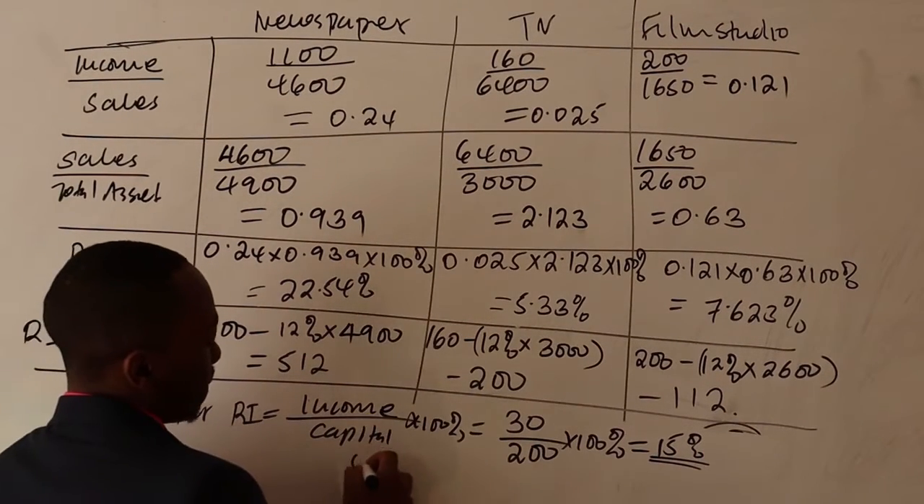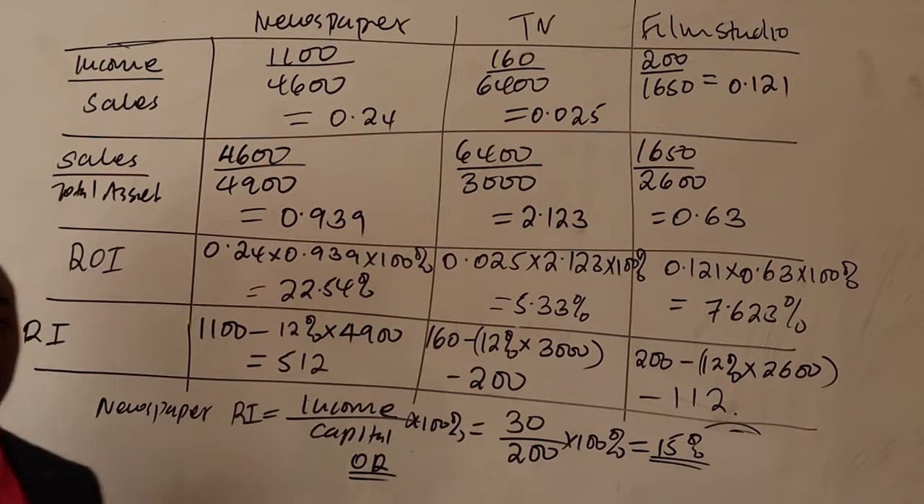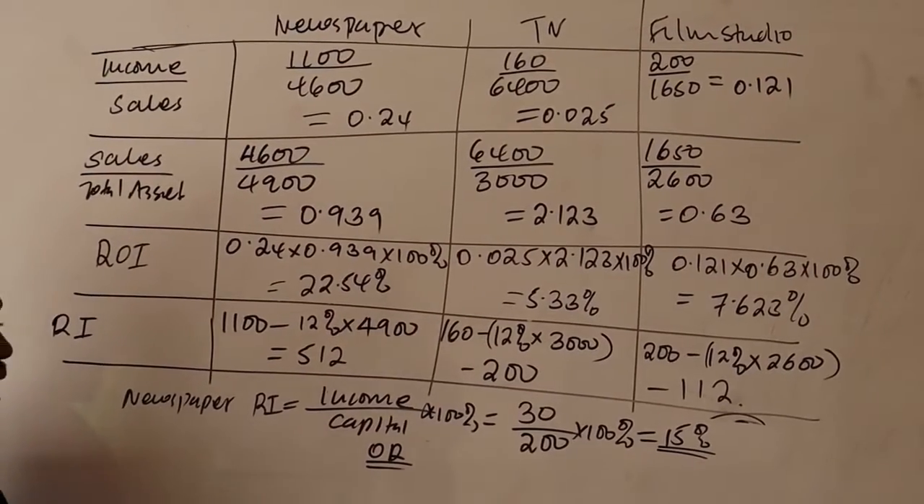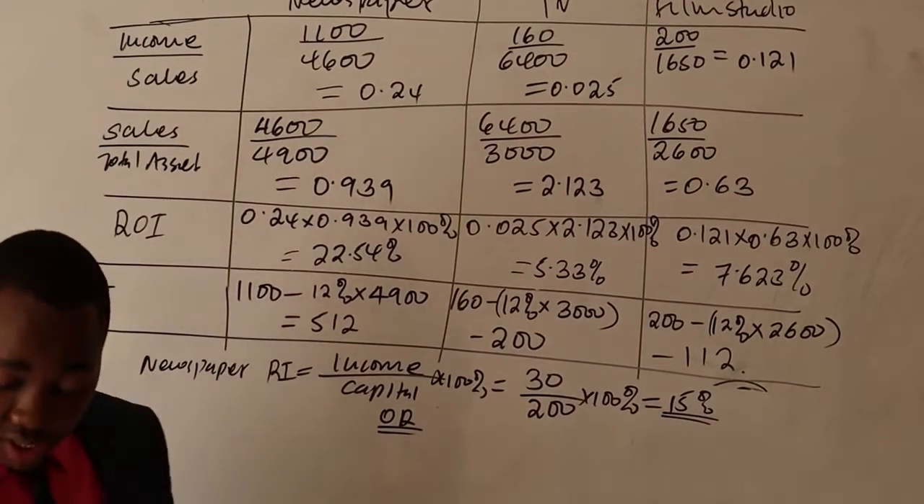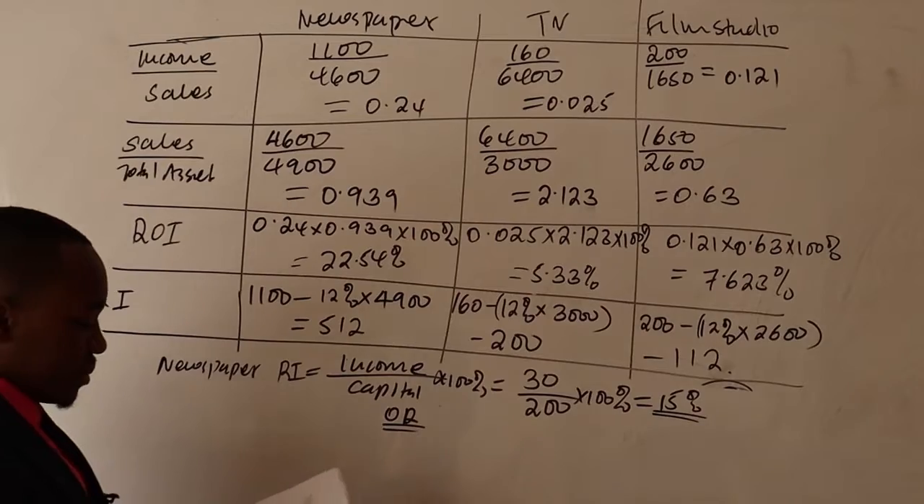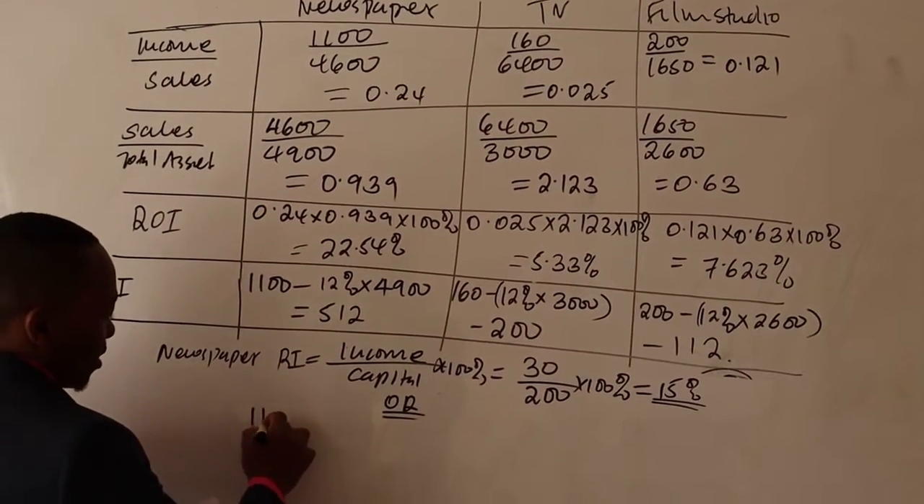Or you can still do this. Let's do this. We are evaluating for the newspaper. How much was the income for the newspaper? The total income for the newspaper was an amount of 1,100.